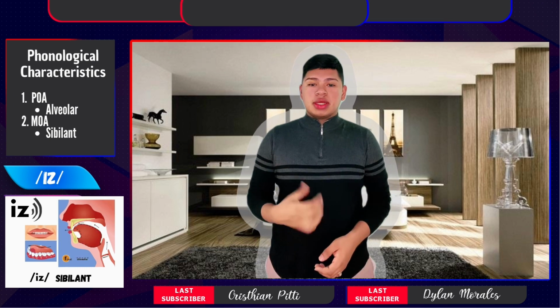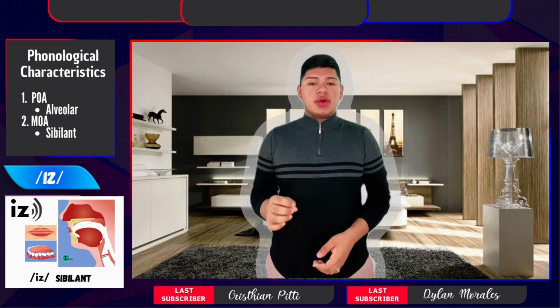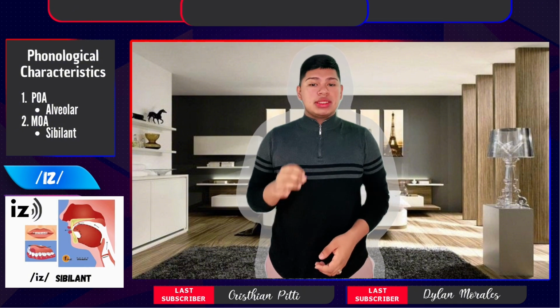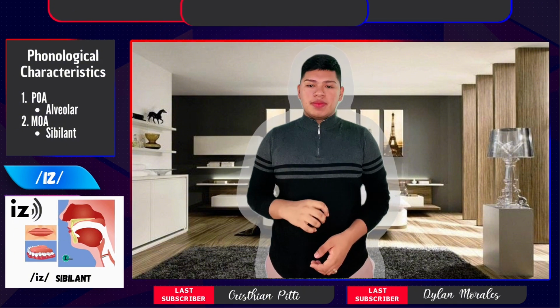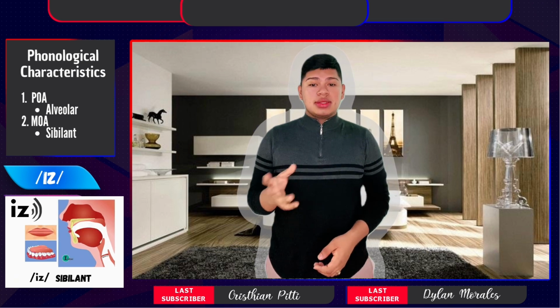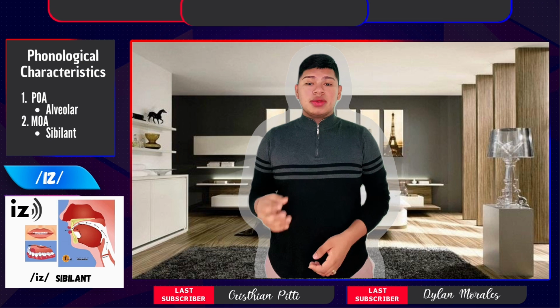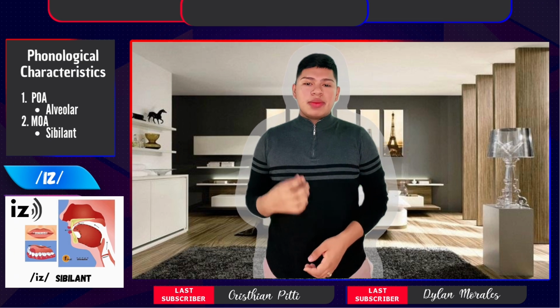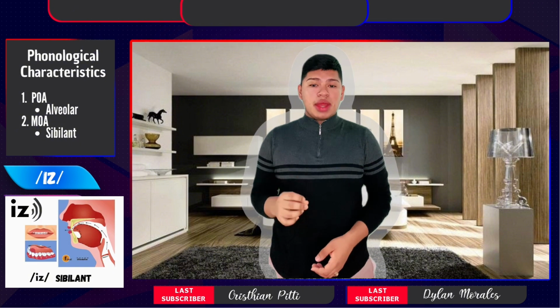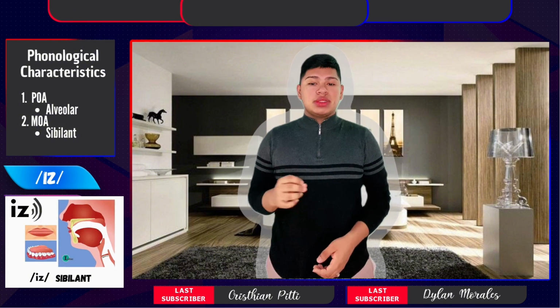And of course, I'm going to tell you the phonological features of the S sound. The first one is the place of articulation. The place of articulation for the Z sound is alveolar because the sound is produced by bringing the blade of the tongue against the alveolar ridge, which is the area just behind the upper front teeth.